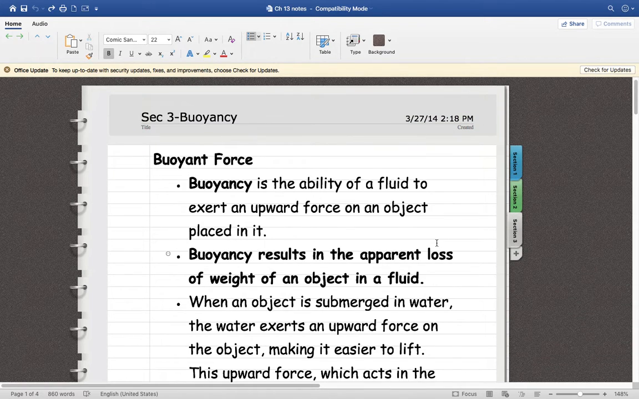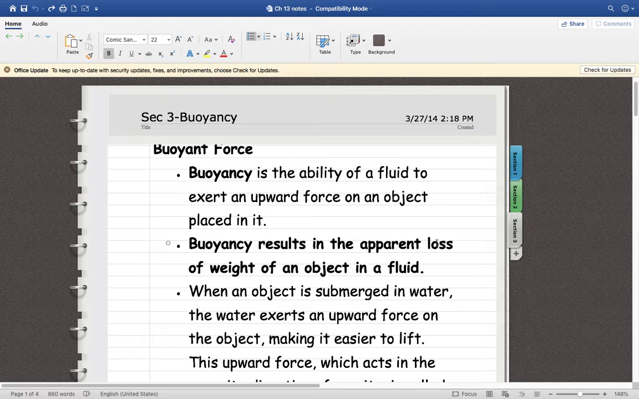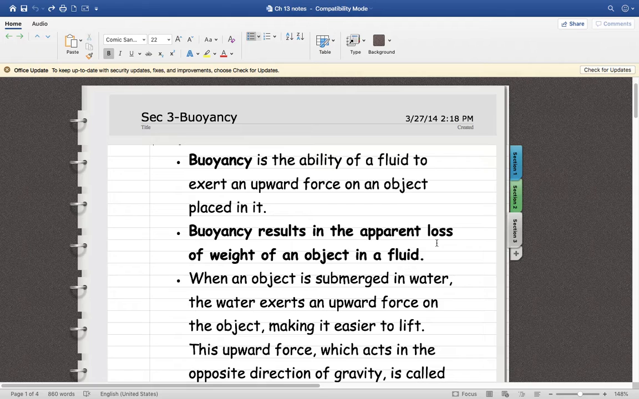A buoyant force. Buoyancy is the ability of a fluid to exert an upward force on an object placed in it. Buoyancy results in the apparent loss of weight of an object in a fluid. You know that if you've ever put somebody on your shoulders or picked somebody up in the pool, they don't weigh that much. But as soon as you lift them out of the water, they go back to their normal weight, right? Like if you put somebody on your shoulders while you're underwater so they can get on you easier, and then when you stand up, it's like, oh my God, right? It's because buoyancy makes them feel like they don't weigh as much.